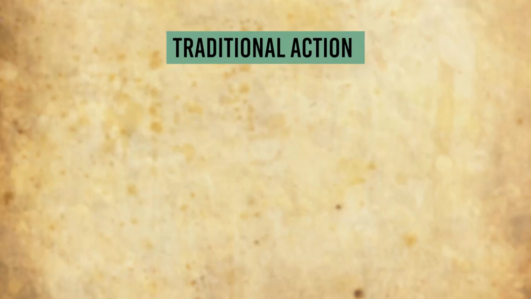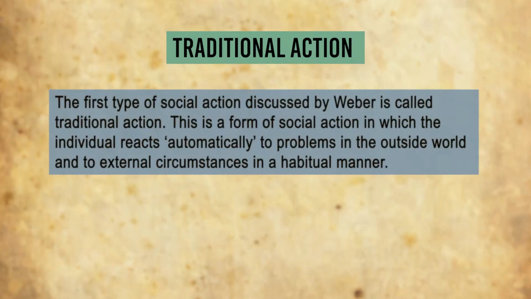and these are the areas of application of interpretive sociology. And whenever we apply the norms of interpretive sociology, we also have to understand the different types of social action, to understand how people actually apply their understanding of interpretivism or how they interpret their social action. In order to understand this application, we also need to know the types of social action. The first is definitely traditional action. Traditional action is the first type of social action discussed by Weber, where the individual reacts automatically to the problems in the outside world and to external circumstances in a habitual manner.